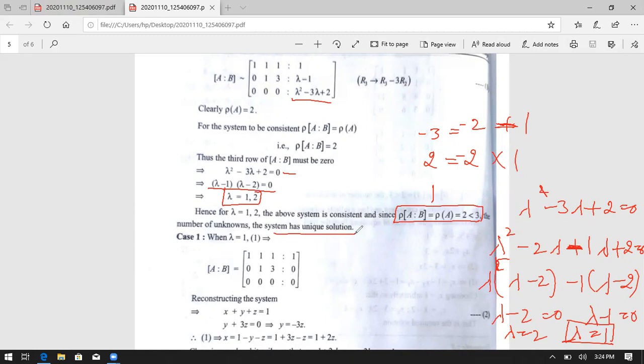Okay, next come to the next step. Then one case is there. Case 1: lambda is equal to 1. Why? Because the lambda value 2 is also there. That's why first lambda equal to 1. Okay, you substitute the lambda value in equation 1.